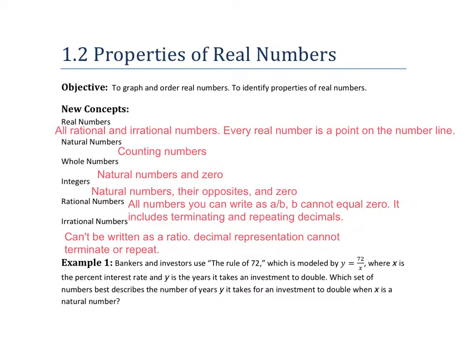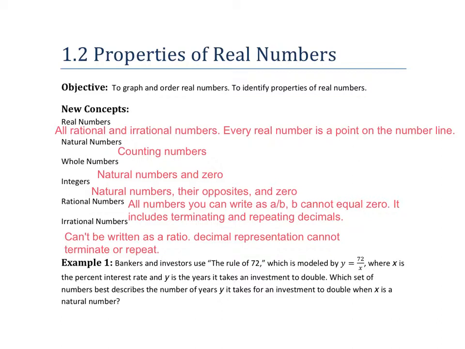The first one we want to talk about is just real numbers. Real numbers are all the numbers you can possibly think of that you've been exposed to. They include all rational and irrational numbers, and every real number that's out there can be a point on the number line.